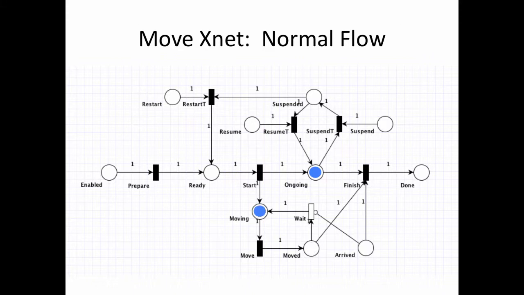And we loop around in the moving loop until finally we arrive at our destination. At this point, all three of the arrows that go into the finish transition are connected to marked places, and therefore the finish transition will fire and we're done.